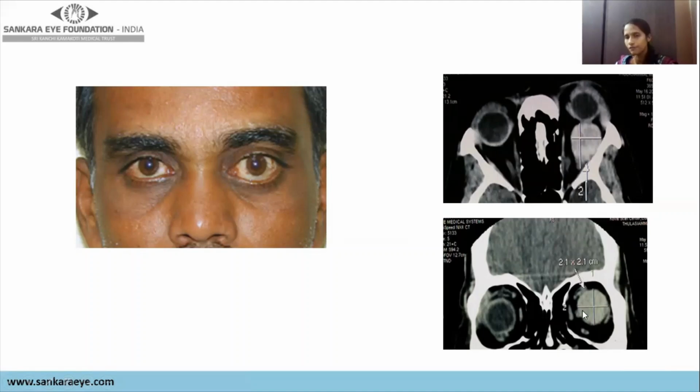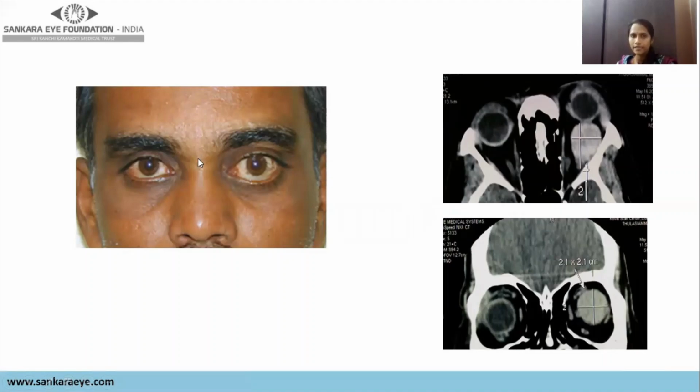A similar lesion is seen in the coronal section. Again, this is a CT scan orbit, coronal section, mid-coronal section, soft tissue window with contrast, showing a well-defined lesion in the intraconal space, surrounded by the extraocular muscles, adjacent to the optic nerve. So it's an intraconal lesion which is enhancing with the contrast.